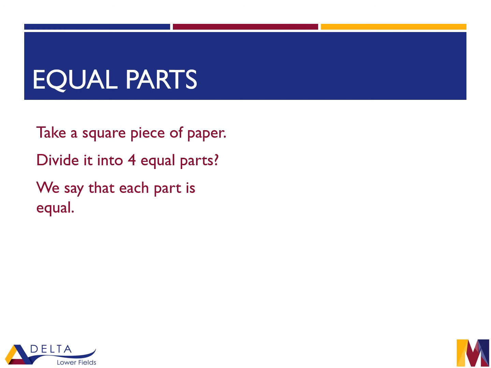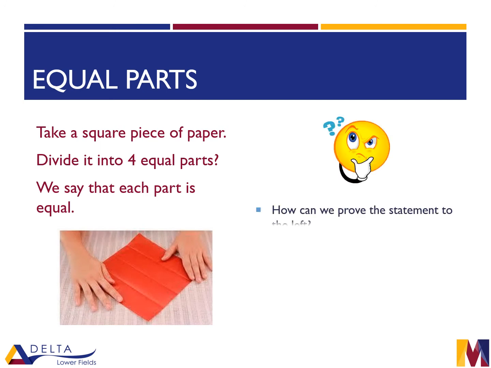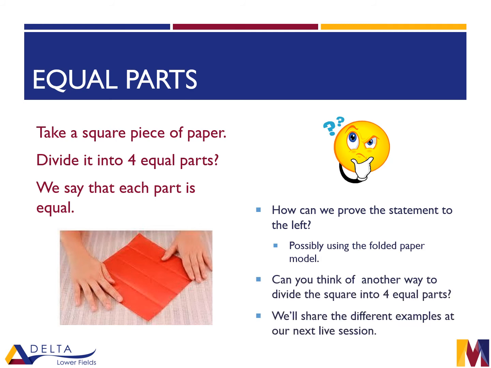So do that. Get your piece of paper. We should have a piece of paper in 4 equal parts. So we say that each part is equal. How can we prove that? Can you prove that concept using the model that you've just made? So what I want you to do is think about that. Pause the video and consider those questions. Can you prove it? Can you use your model to prove it? Can you think of a different way to divide the square into 4 equal parts? And I'd like you to share your examples and have a conversation of that proof at the live session next.